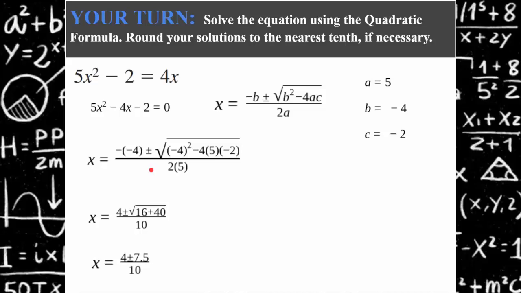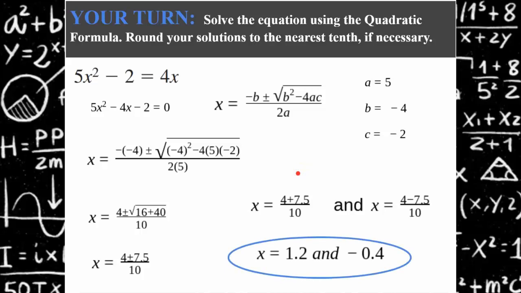which rounds to the nearest tenth of 7.5. So I take that and I write my two equations and simplify. So the solutions are 1.2 and negative 0.4.